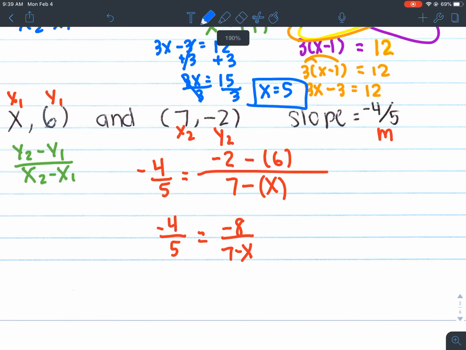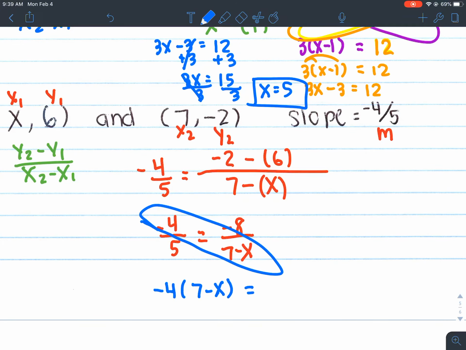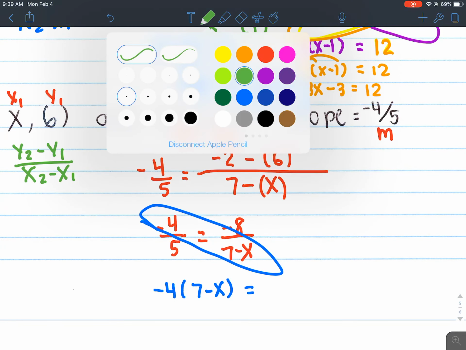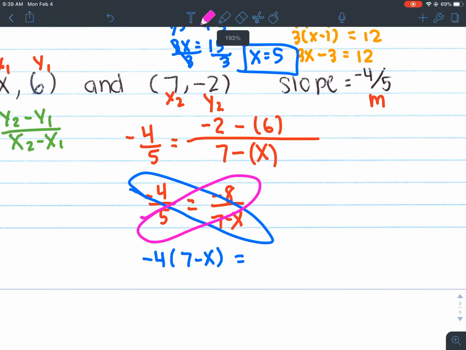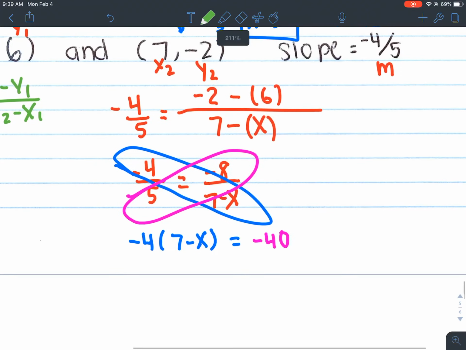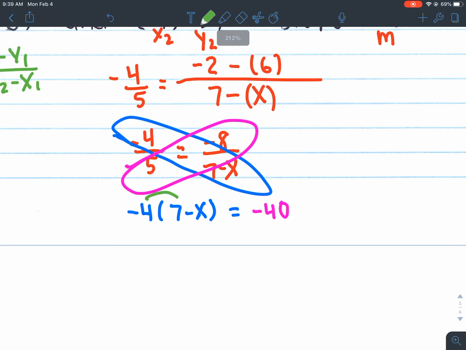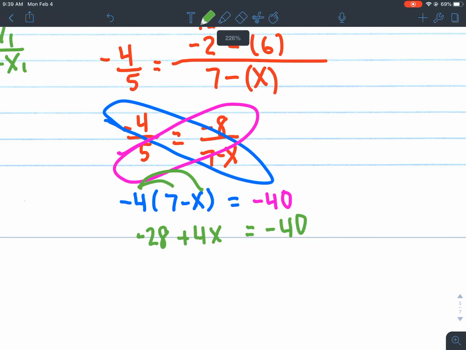All right, here you're going to cross multiply again. So I'm going to go ahead and do this guy first. We have negative 4 times 7 minus x equals, let's use pink, 5 times negative 8. Well, 5 times negative 8 is going to be negative 40, okay? And then the next step here is going to be to distribute. Negative 4 times 7 is negative 28. Negative 4 times negative x is a positive 4x. Okay? Now I want that 4x by itself, so I'm going to go ahead and add 28 to both sides.